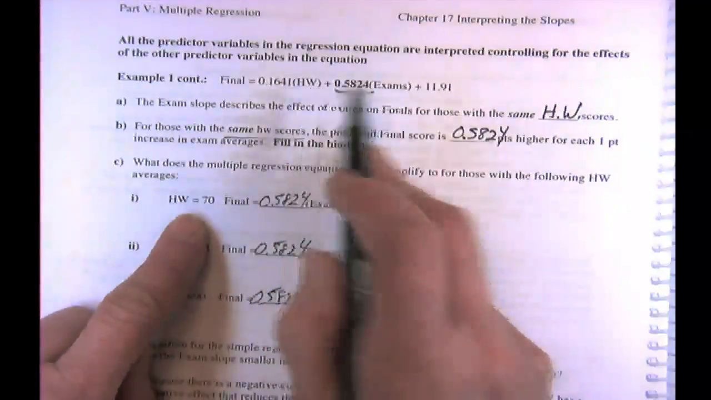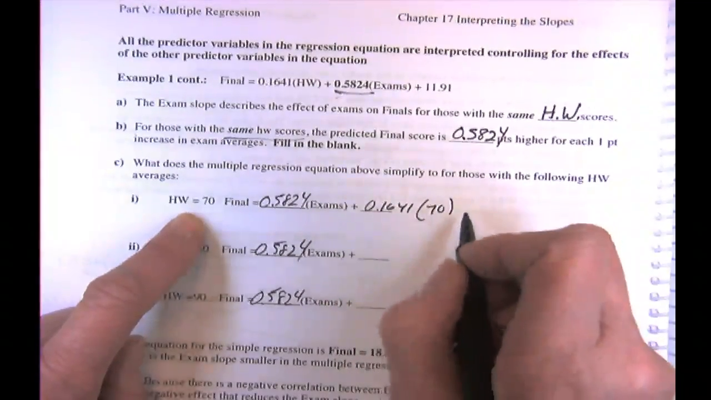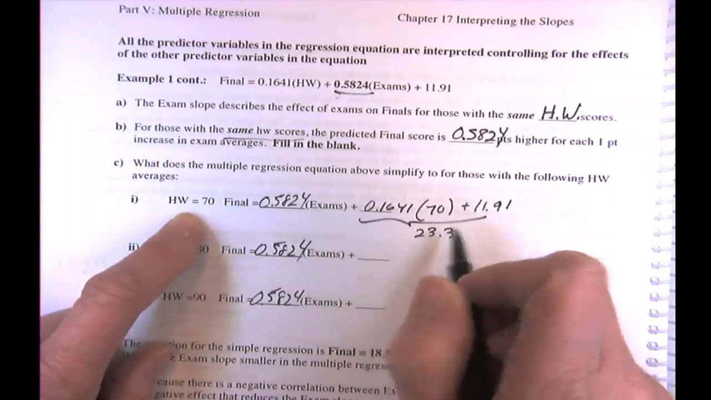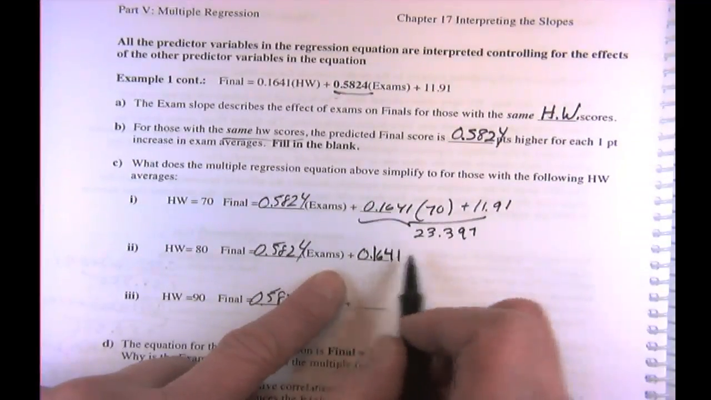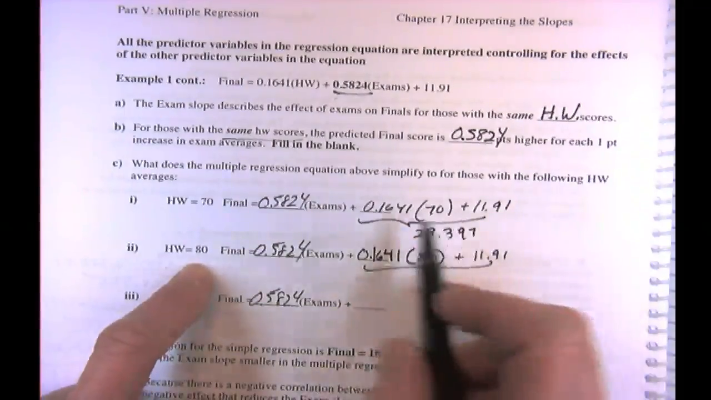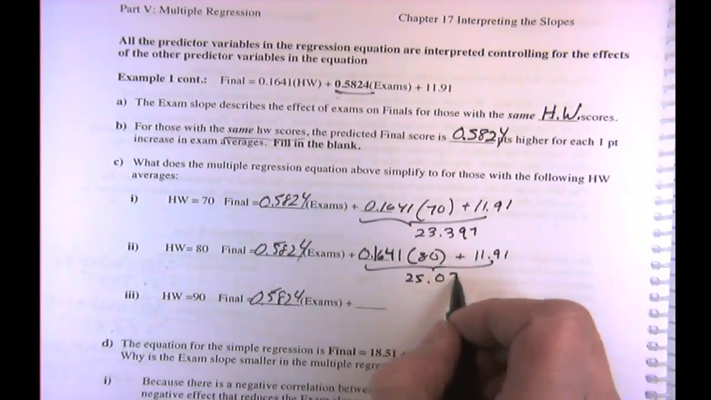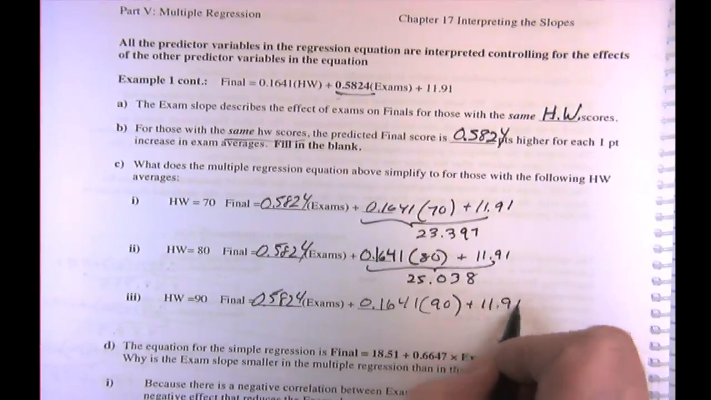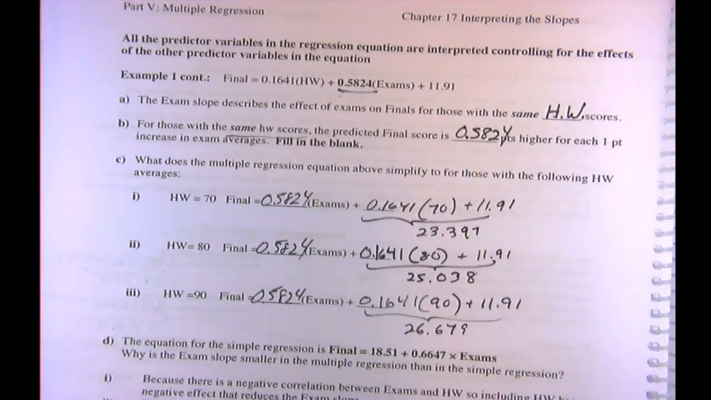So we'll put a 70 in for homework here, and we get 0.1641 times 70 plus 11.91. And I got that to be 23.397. And here you'll do the same thing, but 80. So it increases it by about 1.641 points. And we get 25.038, and then we'll do the last one. This is for 90. So again, we have parallel lines here. So that's 26.679. Any questions on that?